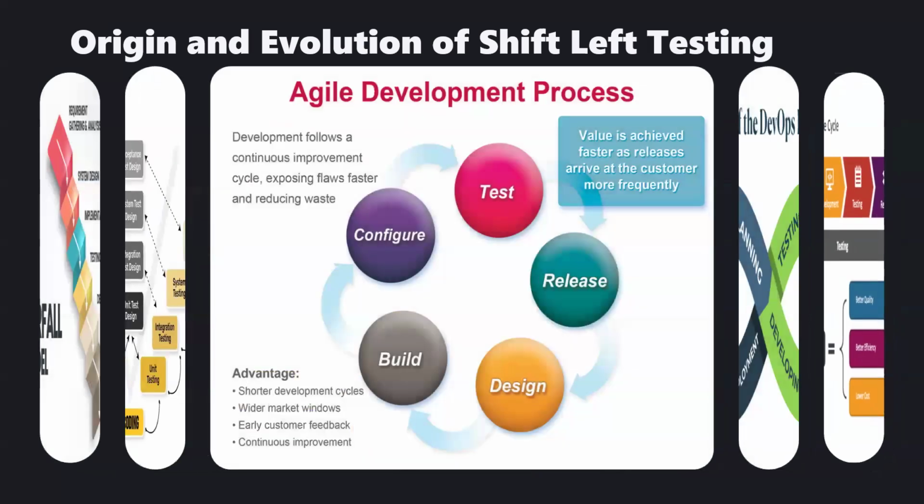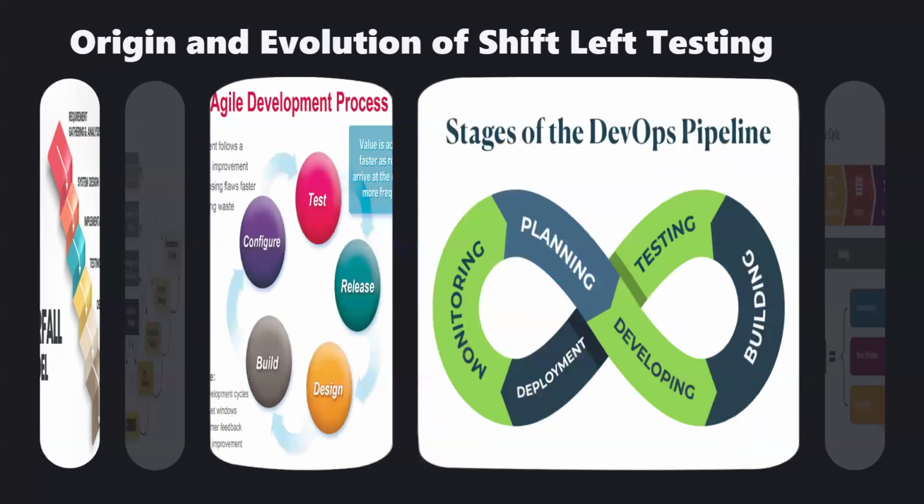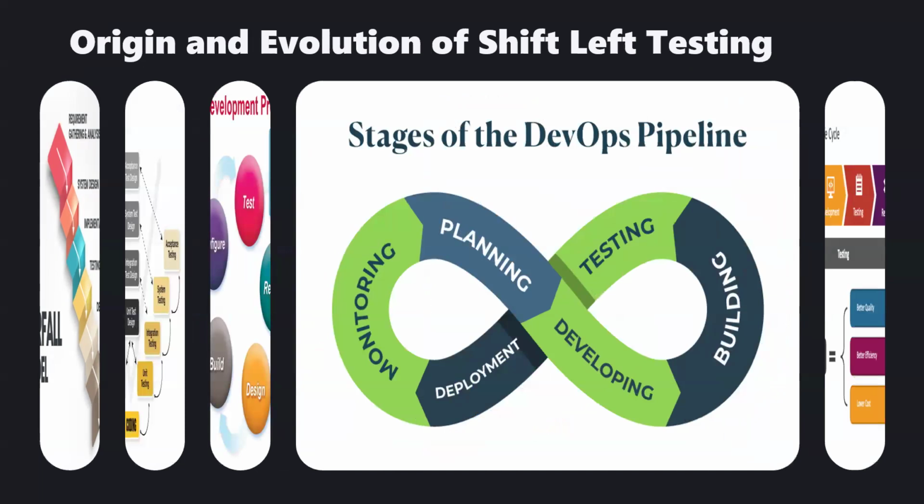Then comes the Agile model. Agile changed the game by introducing short development lifecycles, or sprints, with testing integrated from the start. It promotes collaboration between developers and testers, which helps to catch bugs early. But Agile doesn't go far enough. So then comes the DevOps pipeline. DevOps combines development and operations into one continuous flow. It emphasizes automation and collaboration, making it possible to test more frequently and earlier. This makes shift left testing even more important, as it aligns perfectly with the DevOps principle of continuous integration.